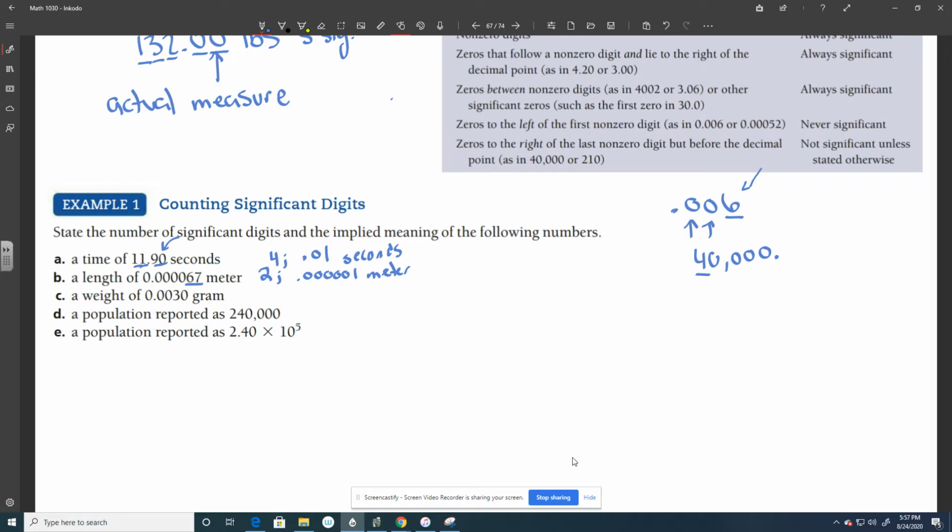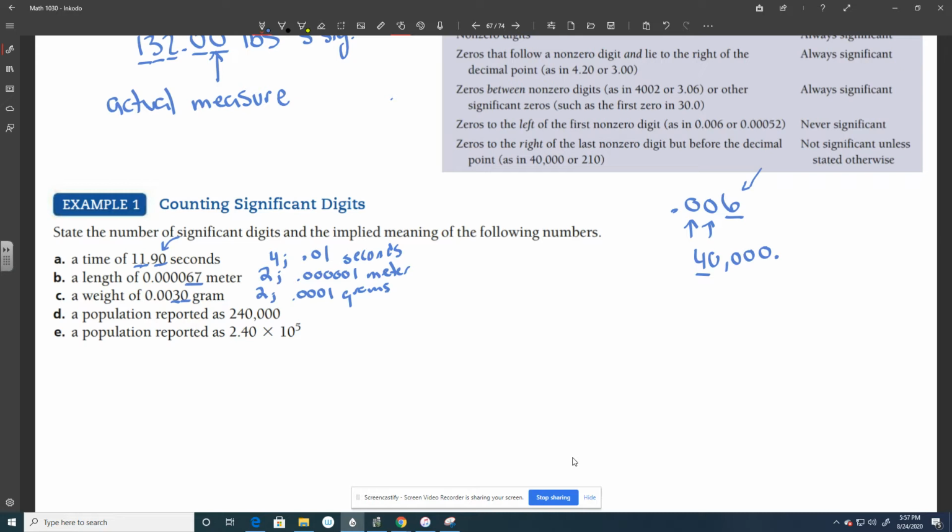Part C, a weight of 0.0030 grams. Because they wrote this 0, that's significant, and obviously the 3 is as well. So we would say that there's 2 significant digits. And then what that implies is that they rounded 1, 2, 3, 4 places. So 0.0001 grams is how accurate that measurement is.